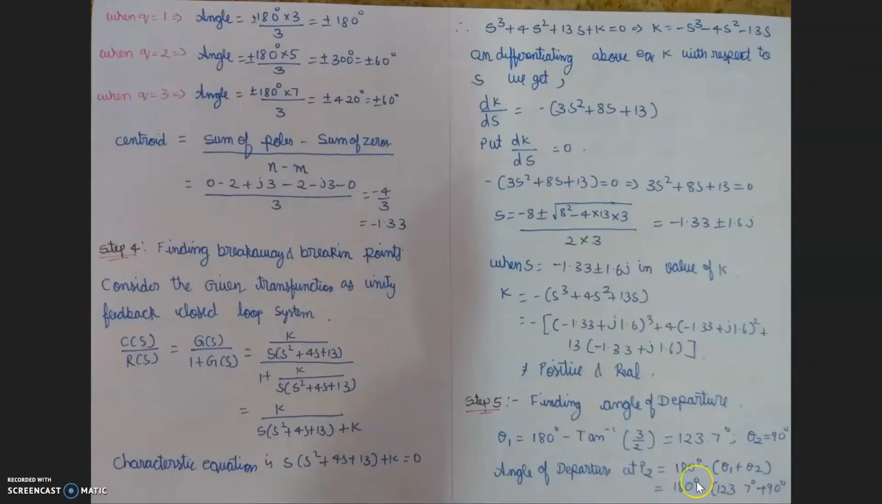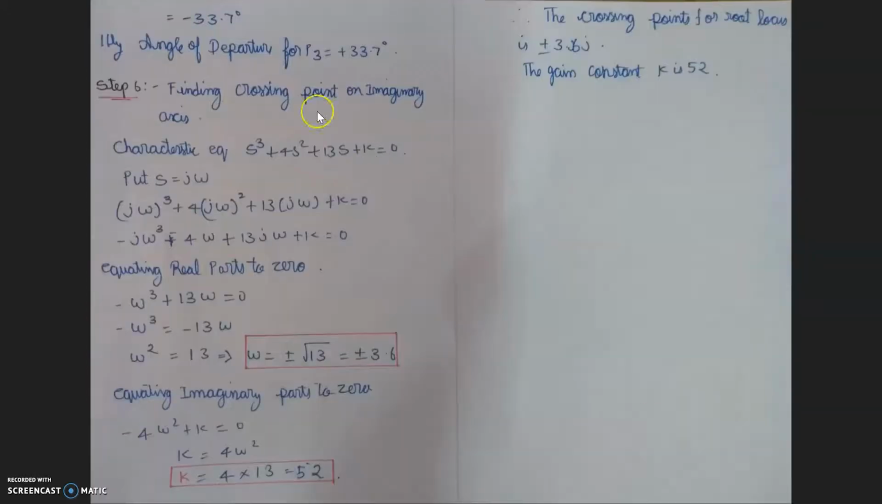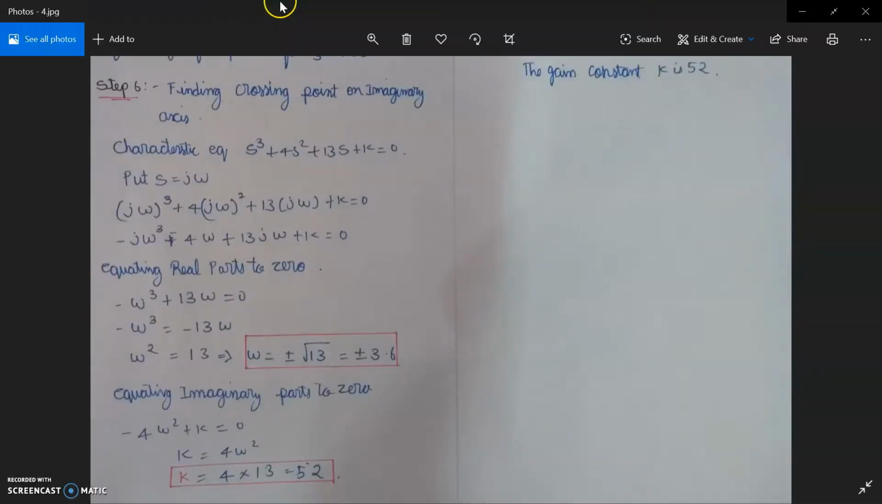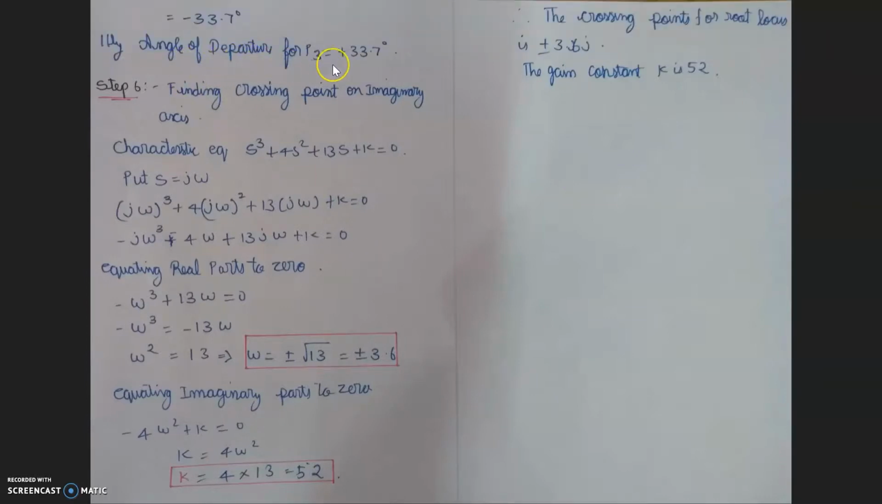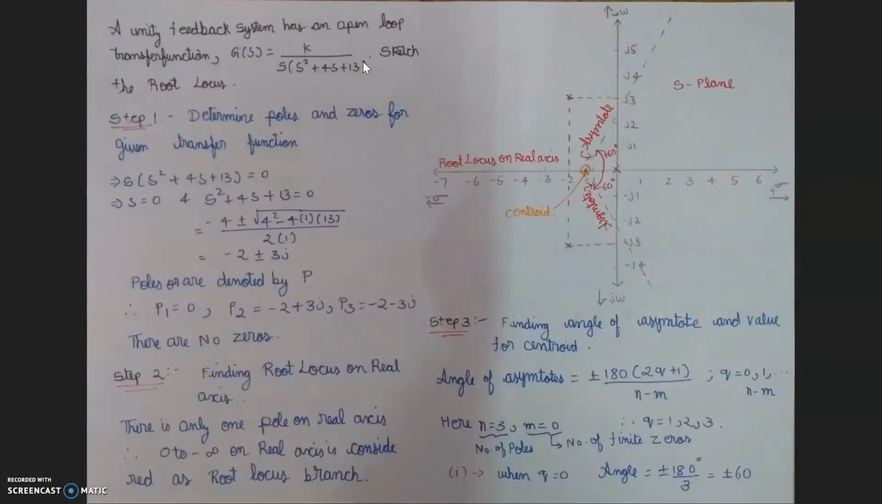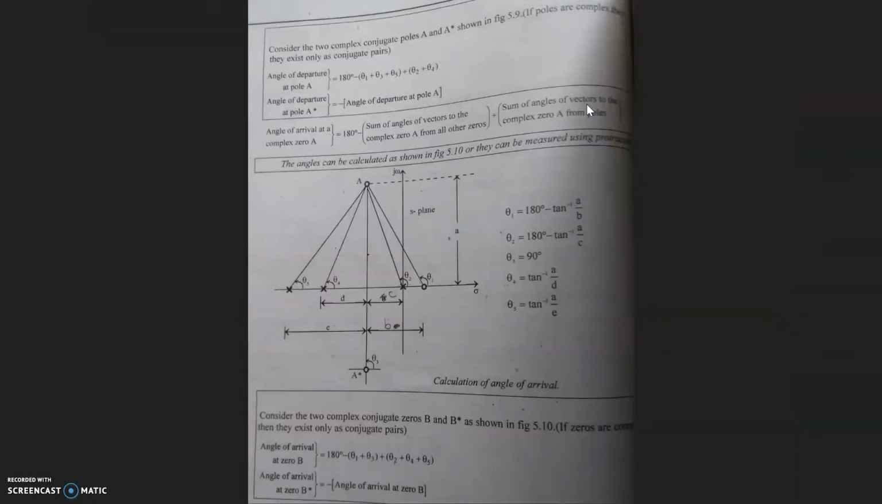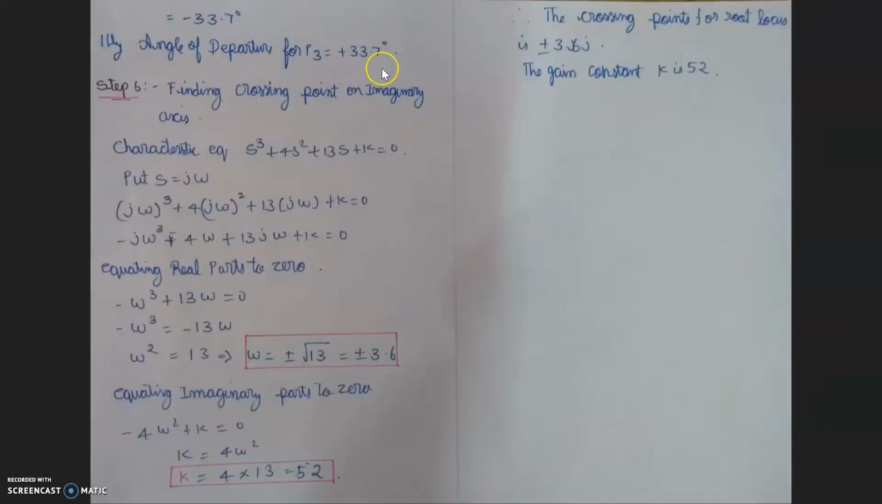So for pole P2 we have calculated the angle of departure to be minus 33.7. Similarly for the angle of departure for pole P3, this is P2 and this is P3. So this is minus 33.7, which means we have to draw it along the negative axis, so the angle will be coming along the downward direction, whereas here it is positive because the same values of theta 1 and theta 3 are substituted in the negative direction also, so we get the reverse value of the angle. That's the very reason why we are taking it as 33.7 degrees.